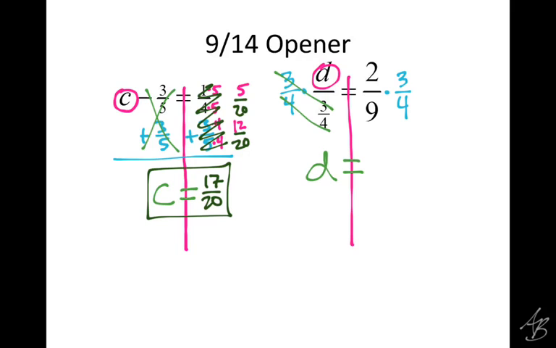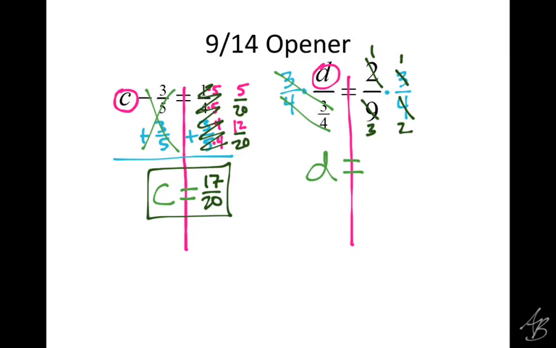We can reduce that, right? What can reduce there? 2 and 4. What goes into 2 that also goes into 4? 2. 2 divided by 2 is? 4 divided by 2 is? Okay, anything else? 9 and 3. What goes into 9 that also goes into 3? 3 divided by 3 is? 9 divided by 3 is?